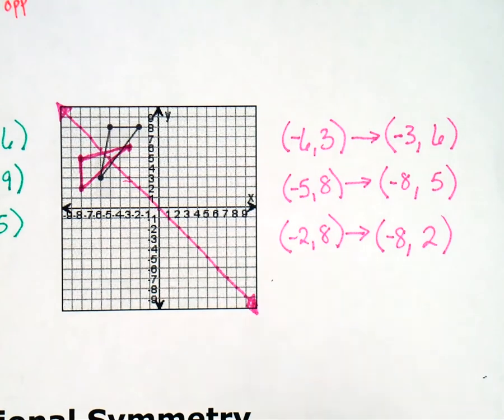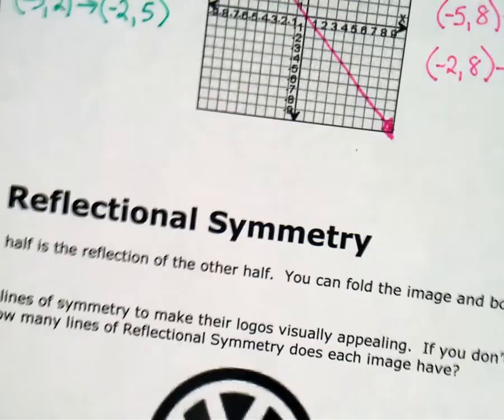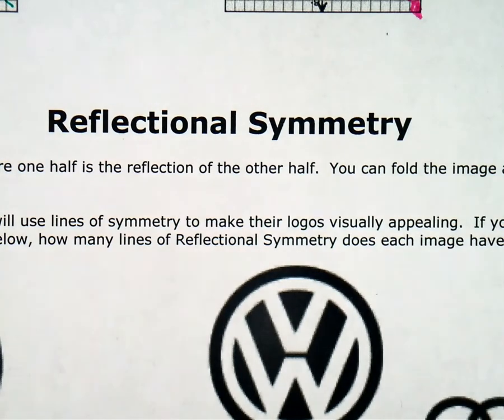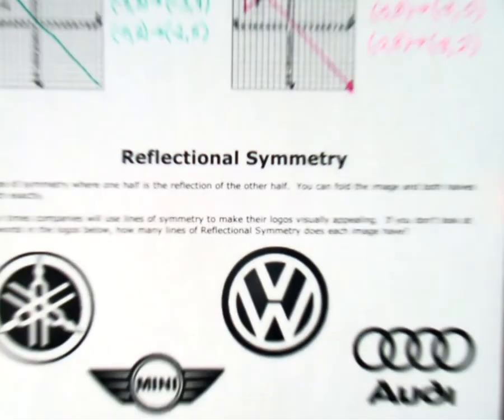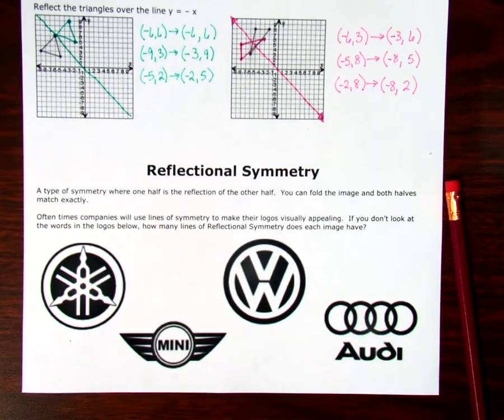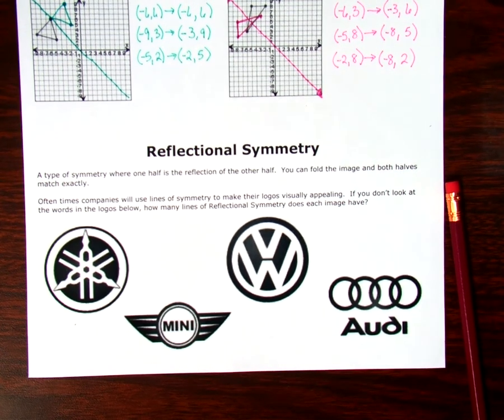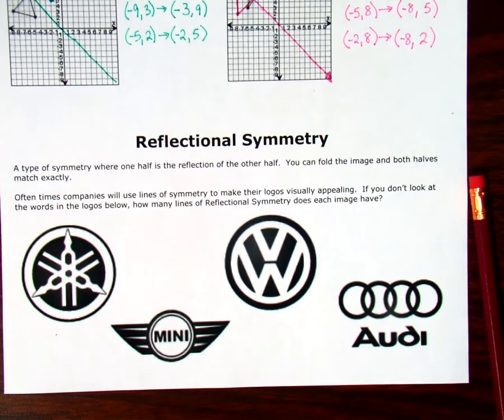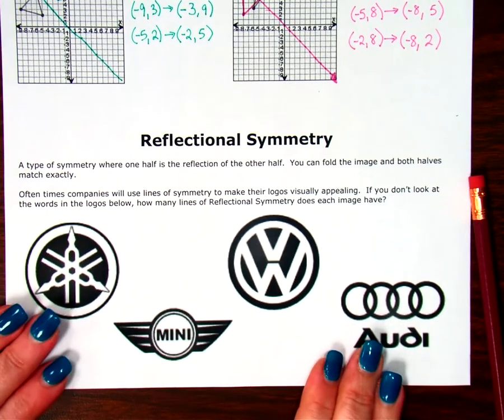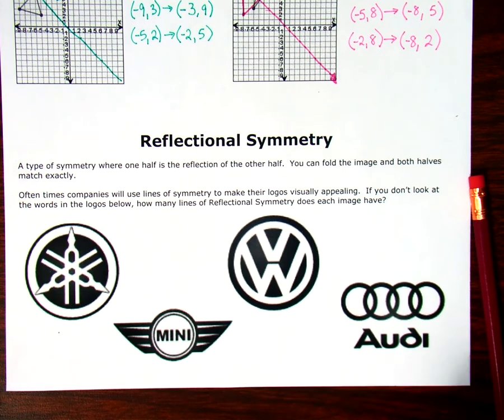Okay? All right, one last thing we're going to talk about real quick for this lesson is called reflectional symmetry. Reflectional symmetry is a type of symmetry where one half is the reflection of the other half. So you can fold an image and both halves match exactly. Okay, so the easiest place to see this is, for example, on a square, you could fold that in half. On a rhombus, you could fold that in half. You can fold a kite in half from the tip to tail diagonal. You could fold an isosceles triangle in half because it has the 2 congruent base angles. Okay, so anything you can fold exactly in half, and then that line of symmetry is going to be the line that divides it in half.